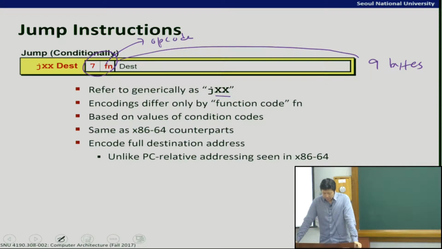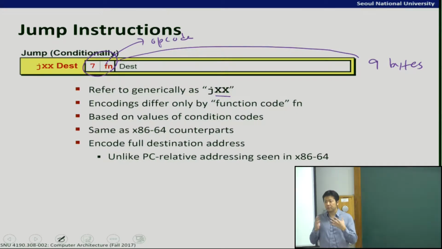The encodings differ only by the function code in FN. If FN is 0, it's an unconditional jump, like a go-to. If it's a non-zero value, it becomes a branch. The jump is executed only when a certain condition is satisfied. Otherwise, it simply goes to the next instruction. That's the conditional jump.